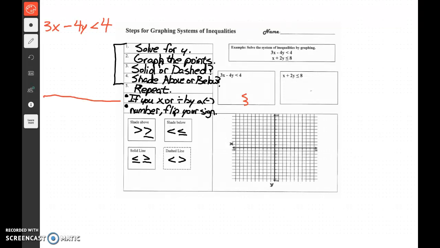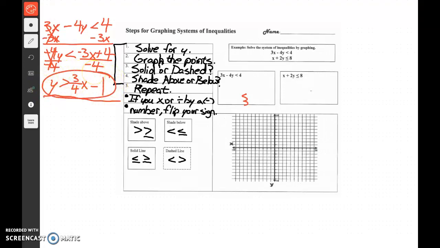All right, welcome back. So to solve for y here, what we're going to need to do is subtract 3x from both sides. The 3x's will cancel out, and that's going to be negative 4y is less than negative 3x plus 4. From here, we want to divide both sides by negative 4. The negative 4's will cancel out, and that's going to give me y. I divided by a negative number, so I'm going to flip the sign to greater than. Negative 3 divided by negative 4 is going to be positive 3 over 4, x. And then 4 divided by negative 4 is going to be negative 1.